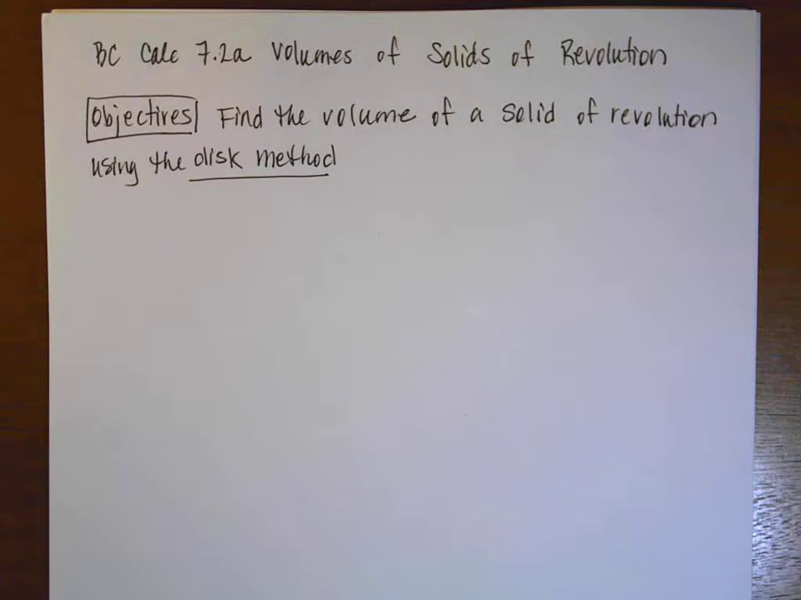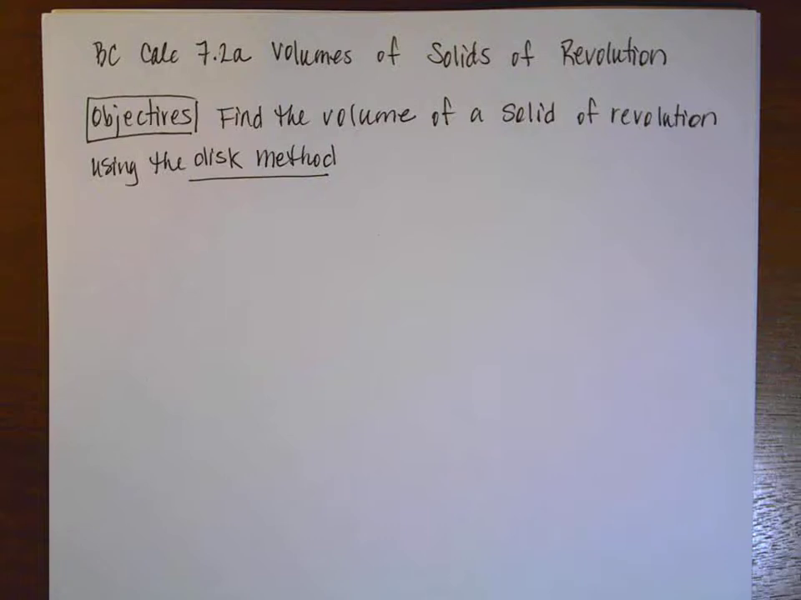Hello, ladies and gentlemen. We're going to do 7.2a today. We're going to be doing volumes of solids of revolution. Our objectives are that we're going to find the volume of a solid of revolution using the disk method. And if you'll remember, there are several different methods that we can use, and we choose the method depending on what fits best with what we have been given.